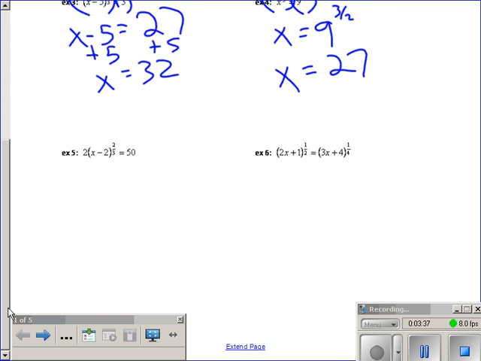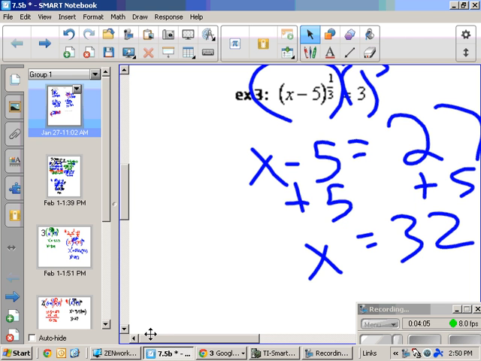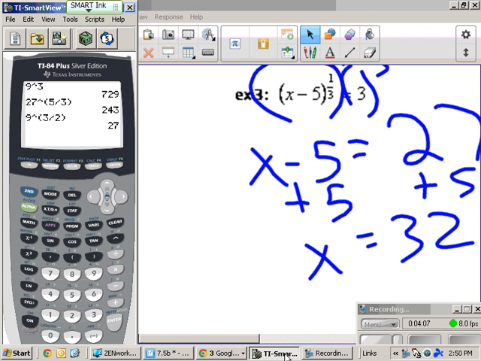For example 5, we have a couple of steps involved here because we have a 2 in front of that binomial. We want to get rid of that first because we want whatever's being raised to the exponent by itself. So now we have x minus 2 to the 2/3 power equals 25. Then we do that same thing. What's our reciprocal? And we raise it to that power. And again, we can just look at our calculator for that.